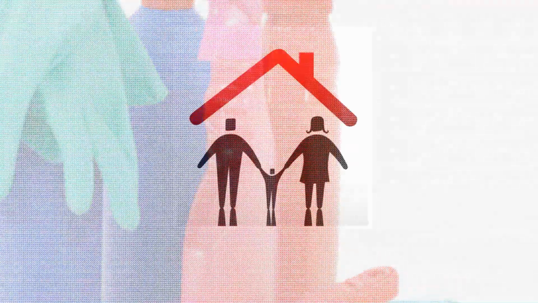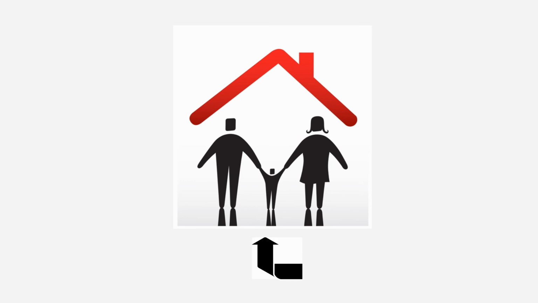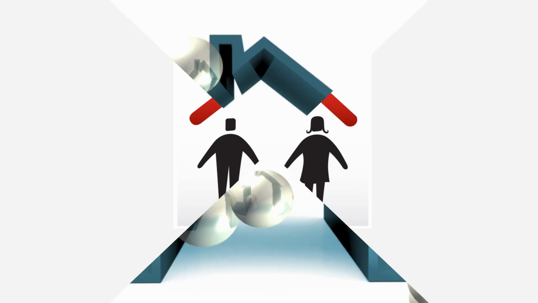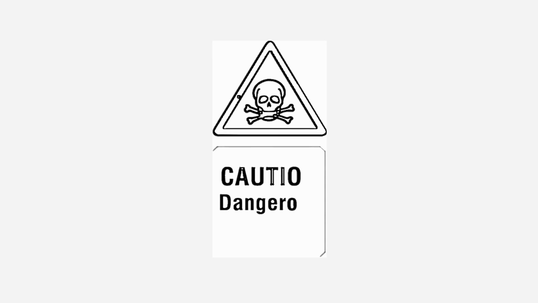Vapor intrusion. Vapor intrusion is what happens when chemicals migrate from a subsurface into overlying residential or commercial buildings. Some chemicals that may cause harmful vapor intrusion conditions include organic compounds, semi-volatile organic compounds, elemental mercury, and hydrogen sulfide.